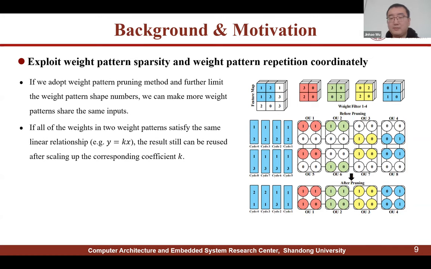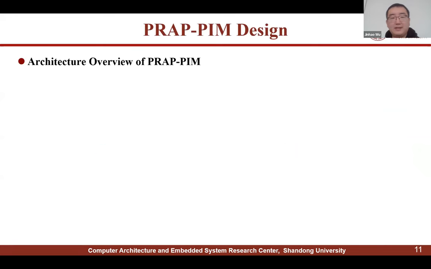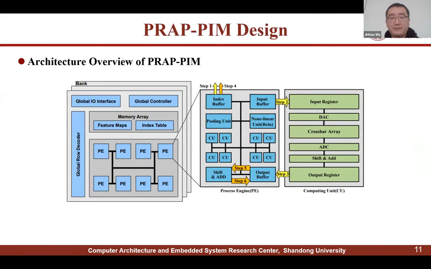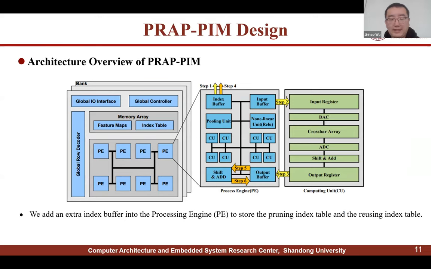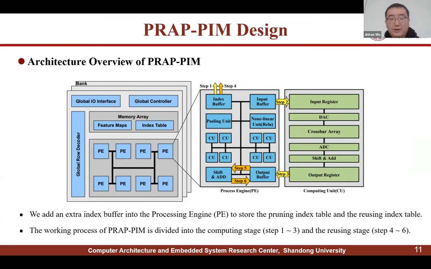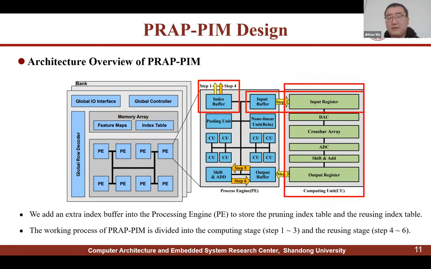Then I will introduce the PatPIM design. First, I will introduce the architecture overview. We add an extra index buffer into the processing engine to store the pruning index table and the reusing index table. The working process is divided into the computing stage and the reusing stage. For the computing stage, at first we need to read the pruning information from the index buffer, and read the corresponding input data from the input buffer to the input register according to the pruning information. Then we calculate the weight pattern in the computing unit, and finally we send the computation result to the output buffer.